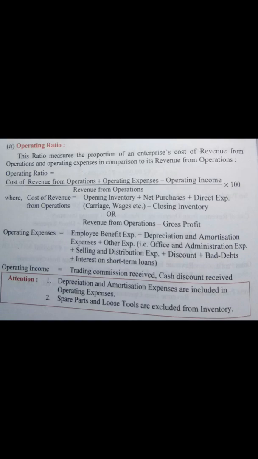Here, in operating expenses, depreciation and amortization expenses are included, while in case of inventory, spare parts and loose tools are excluded. Here, all the non-operating expenses and all the non-operating income are ignored. And if the operating ratio is low, it is better for the firm because it will leave a higher margin of profit on revenue from operations.